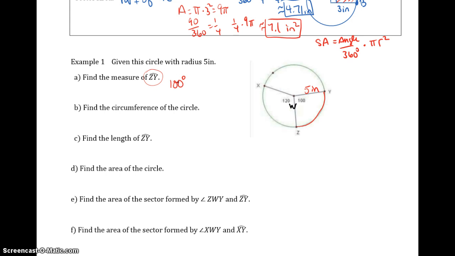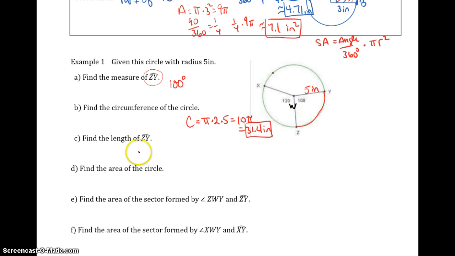Find the circumference of the circle. Circumference is pi times 2 times the radius. So that would be 10 pi. If you typed that in your calculator, you'd get 31.4 approximately. And that would be in inches.